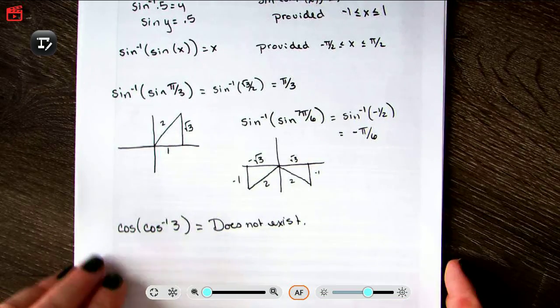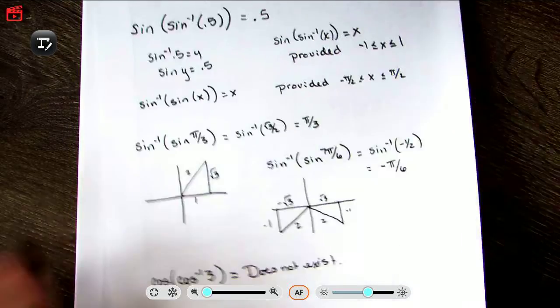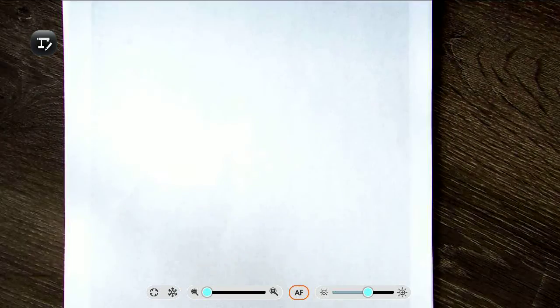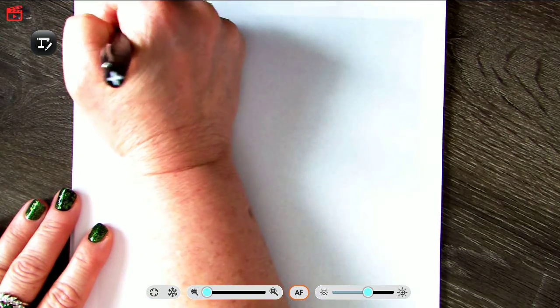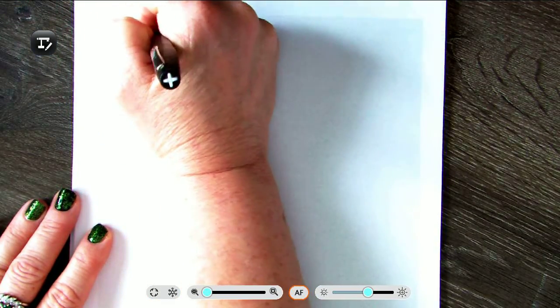Okay, let's just do some problems and practice and see how we do. And I'm going to throw some other trig functions at us. And I'm going to mix up the sine and the cosine.